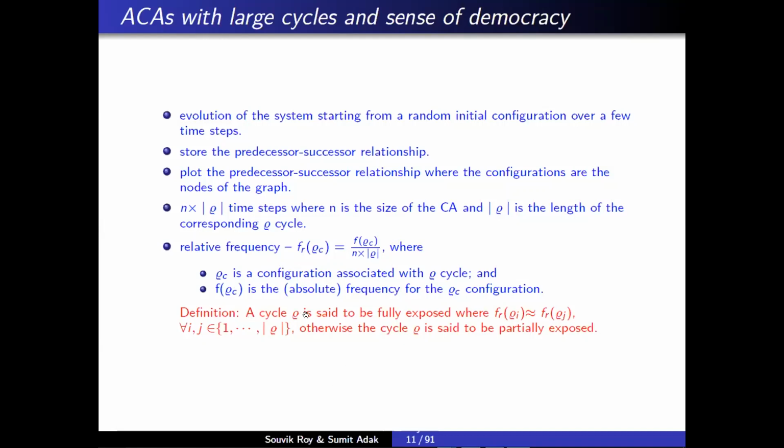We define that a cycle is said to be fully exposed when, for any two configurations of this cycle, the relative frequency is almost the same within some measure. If they differ largely, we call them partially exposed.